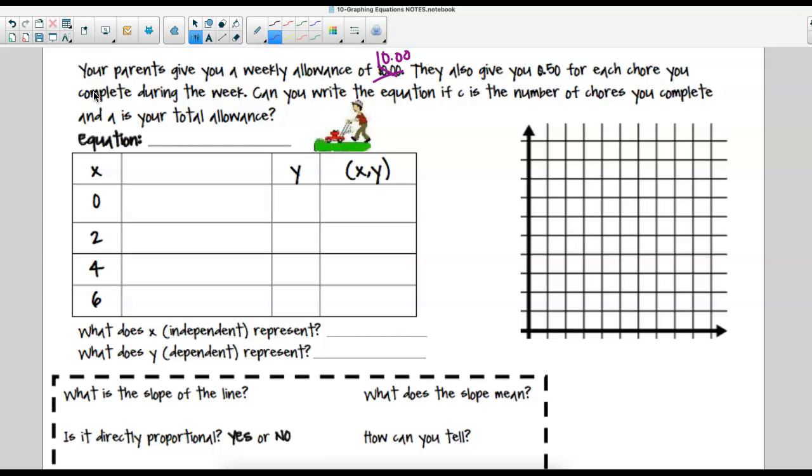Can you write an equation if C is the number of chores you complete and A is your total allowance, or X and Y? If X is how many chores you do and Y is your total allowance, how would you figure out at the end of the week, let's say you did 20 chores, how much money you'd make at the end of the week? What would you do? Any ideas? How much are you going to get no matter what? $10. You're guaranteed your $10, and then you're going to get extra. So how would you figure out the extra?